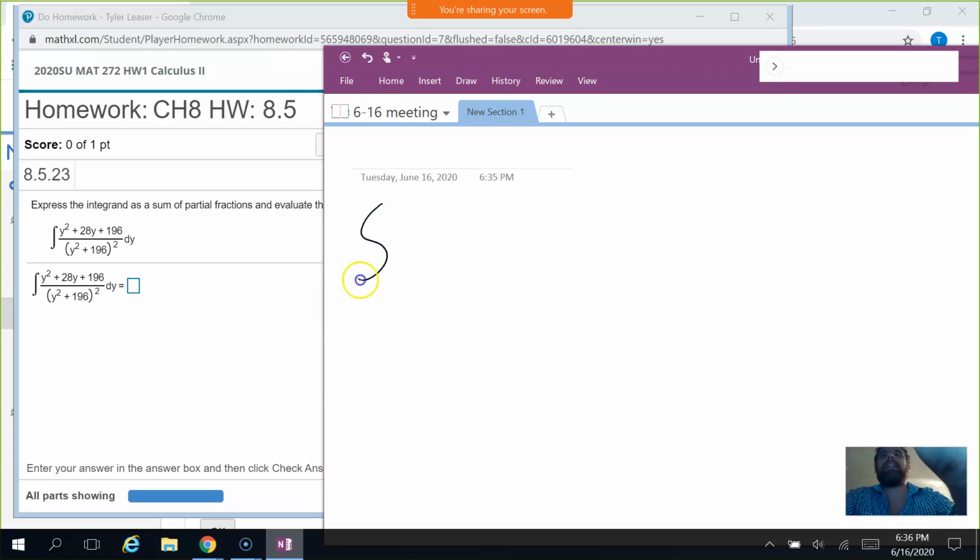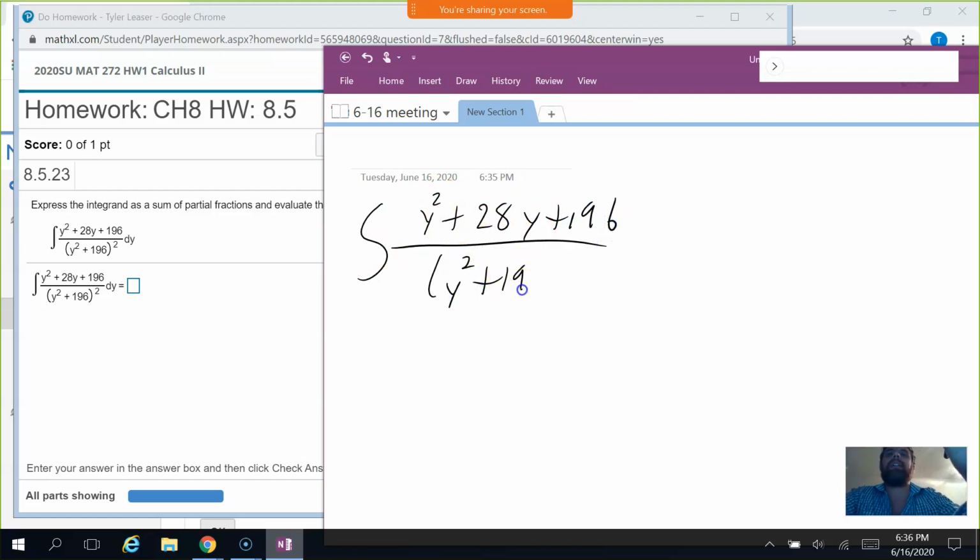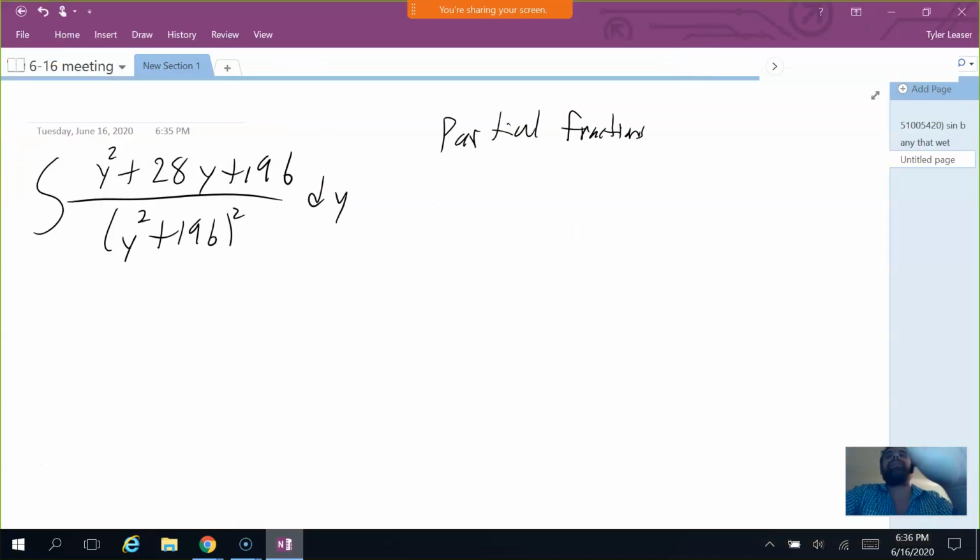this one, we have the integral of (y squared plus 28y plus 196) all over (y squared plus 196) all squared. So I know some of you probably haven't gotten quite to section 5 yet, and that's okay. I'll still show you how to do this one. Section 5 is all about partial fractions. I'm sure it's been a long time since most of you had seen partial fractions, and if so, that's okay.